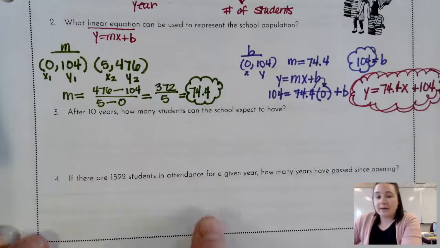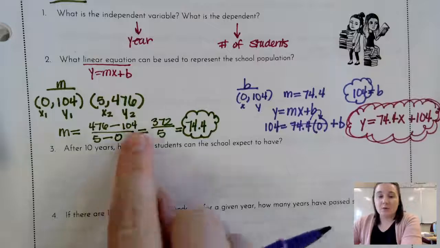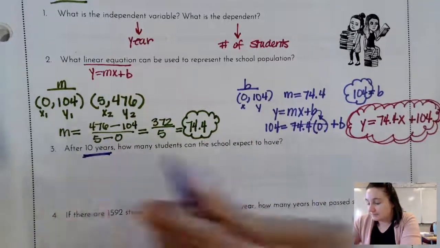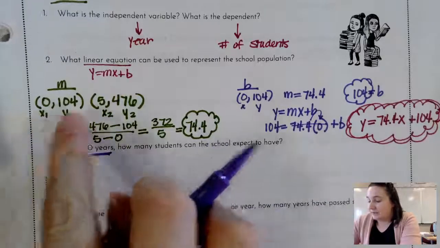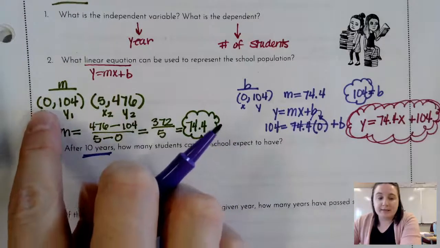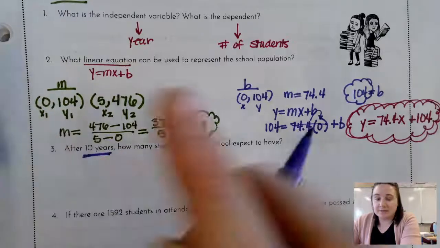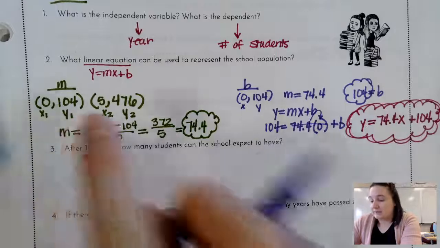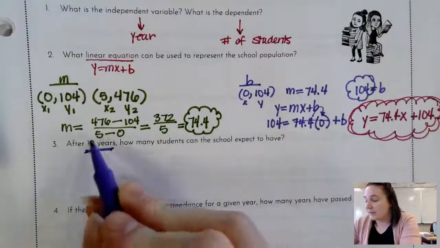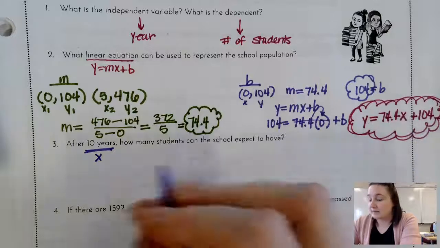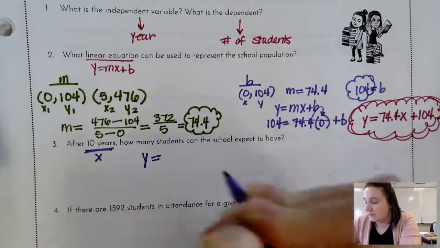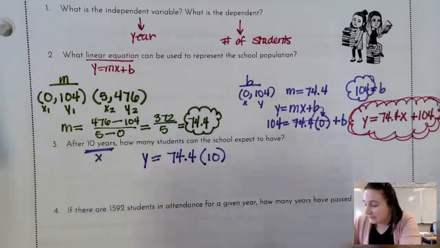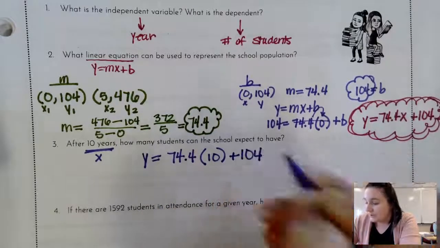What you need to figure out is x or y, the years? Because we know that this is 10 years. And the x value, I just look at these points that I wrote and I can see the x value represents the years. So this is x. And the y value represents the number of students. So that's what I'm trying to find. So I'm going to plug this number in for x into my equation. So y equals 74.4 times 10 plus 104.